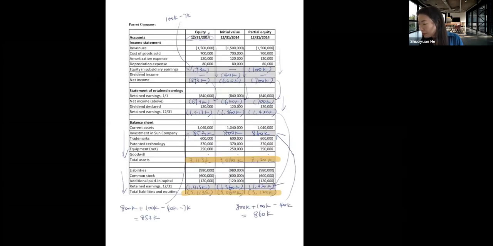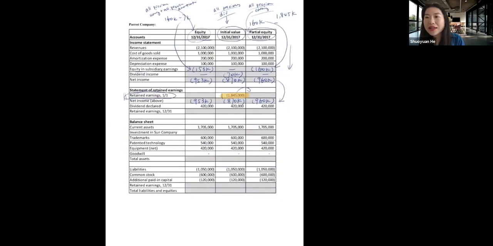So for the previous years, in 2014 we have 40,000 dividend, 2015, 50,000 dividend, 2016, 20,000 dividend. Do we need to worry about this amount? No, we don't need to worry about the last 70,000 because this is for the beginning of the year retained earnings. So we start from 1,845,000, take out 40,000, take out 50,000, and take out 20,000.